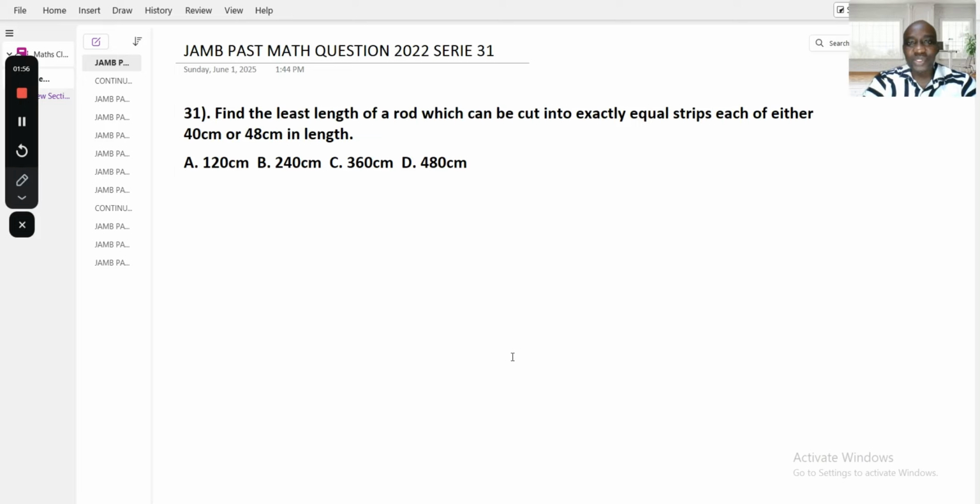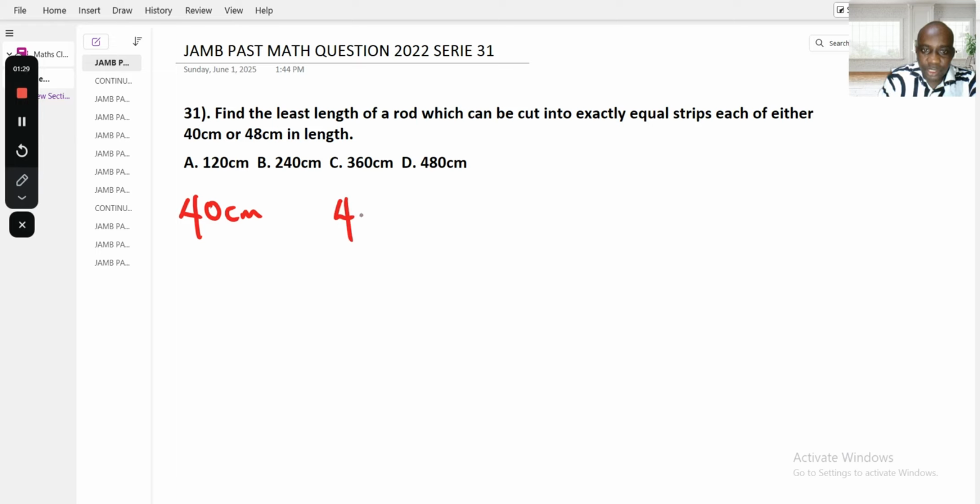I am here to teach you guys how to solve JAMB past question for year 2022 mathematics. We have a question here that says: find the least length of a rod which can be cut into exactly equal stripes, each of either 40 centimeter or 48 centimeter in length. Now, what this question is trying to say, for example, you want to cut each.